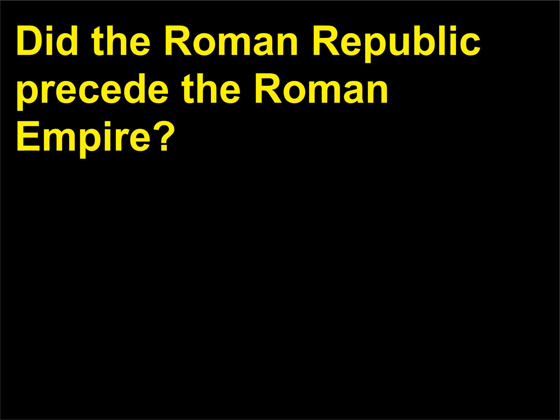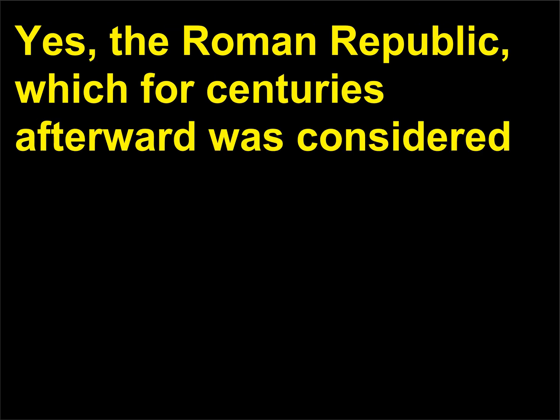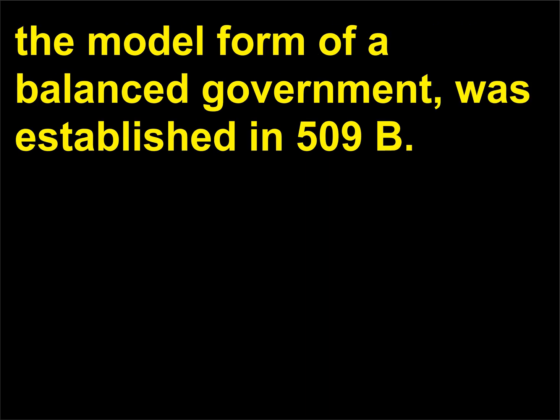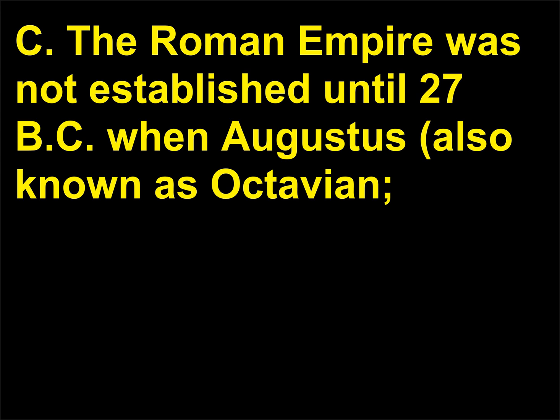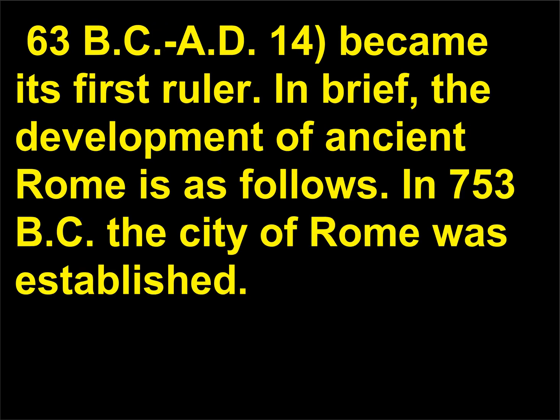Did the Roman Republic precede the Roman Empire? Yes, the Roman Republic, which for centuries afterward was considered the model form of a balanced government, was established in 509 B.C. The Roman Empire was not established until 27 BC, when Augustus, also known as Octavian, 63 B.C. to A.D. 14, became its first ruler.